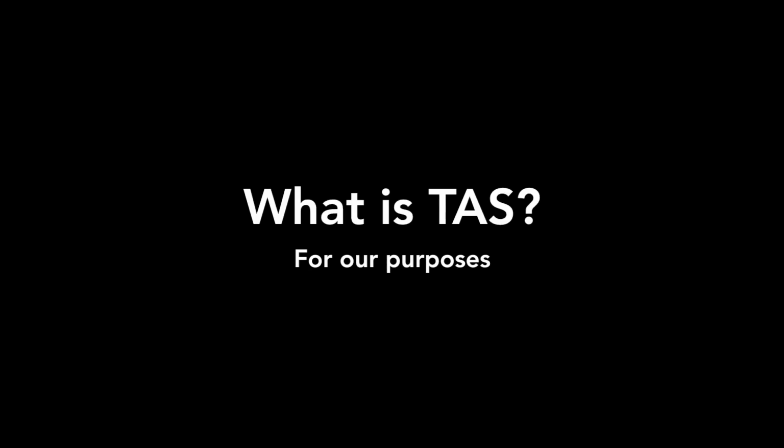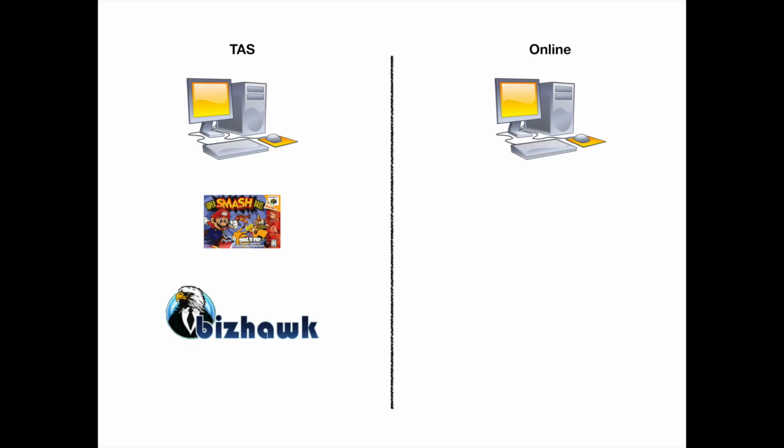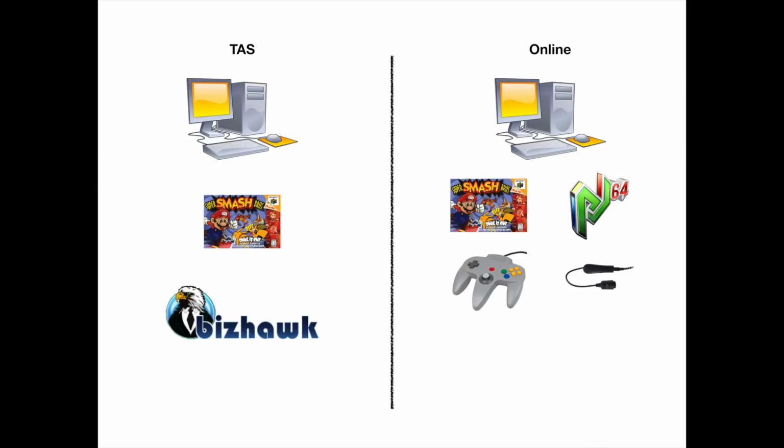First, the misconceptions. People often say that TAS is too hard to set up, so they don't do it. But you just need a computer, a copy of Smash, and the BizHawk emulator. Compare that to online, where you need a computer, Smash, and an emulator, a controller and an adapter, and people to play with. Perhaps the most common sentiment is that tassing is something other people do.